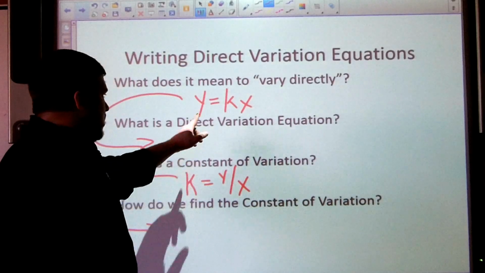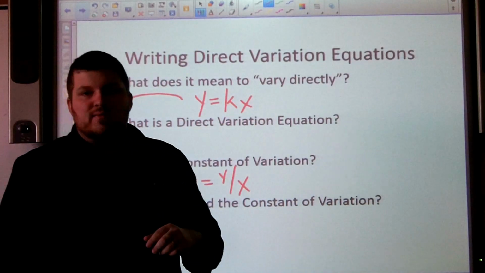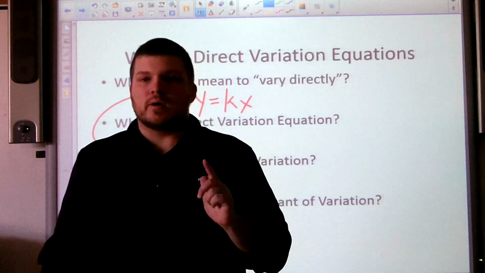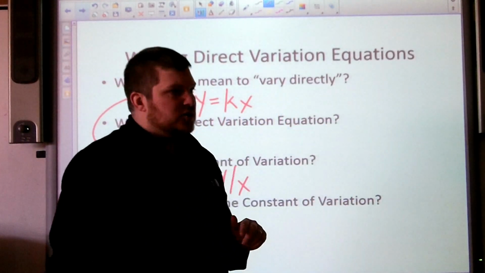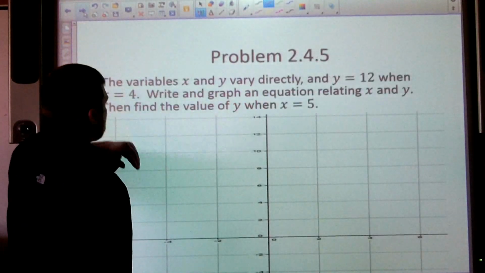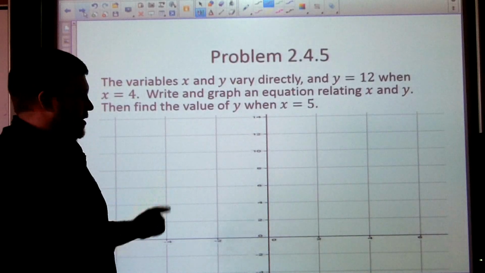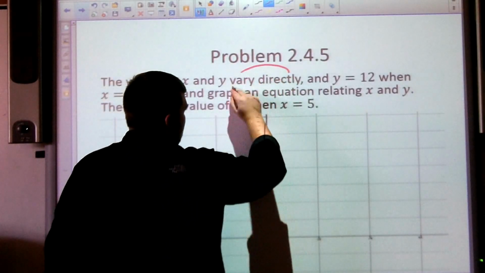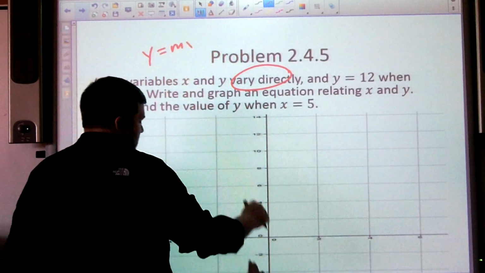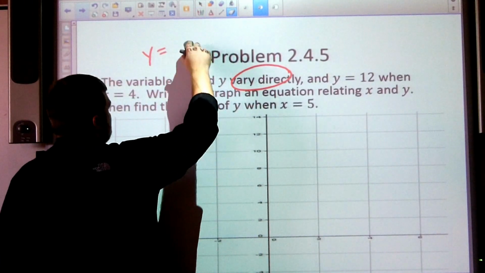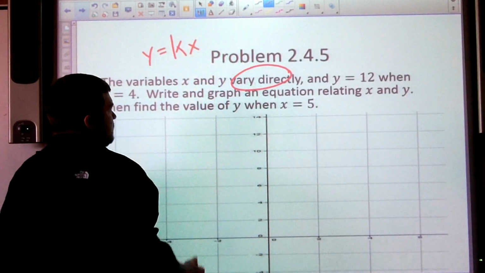Okay? Now, this equation is always going to be linear, and you might notice it always is going to have a y-intercept of 0, 0, always. If it doesn't have a y-intercept of 0, 0, then it's not a direct variation equation. Okay, so here the variables x and y vary directly. So when you see that phrase, vary directly, you need to think not y equals mx plus b, but y equals kx. What we just talked about, y equals kx.